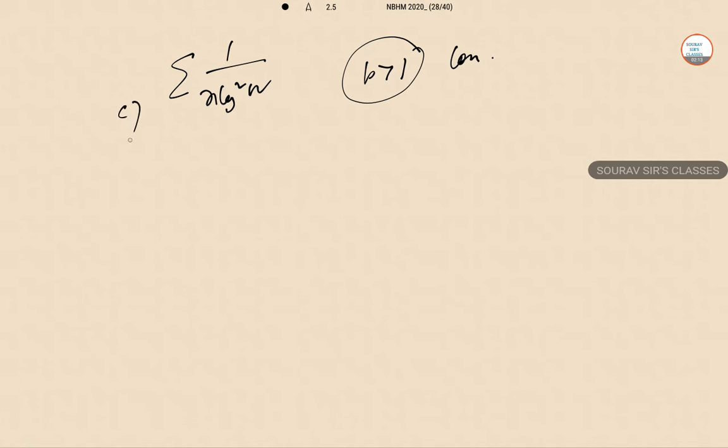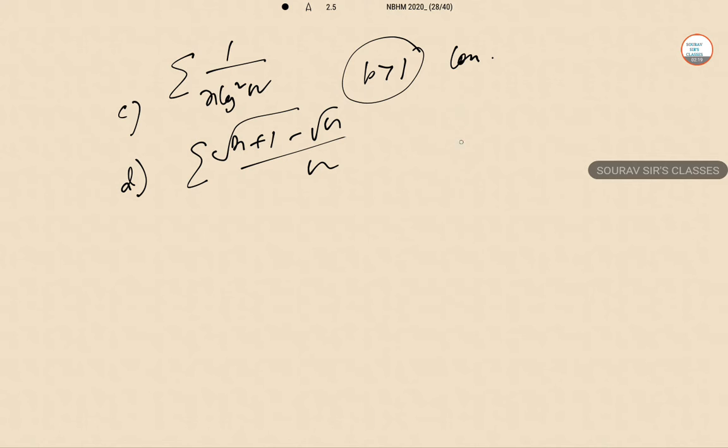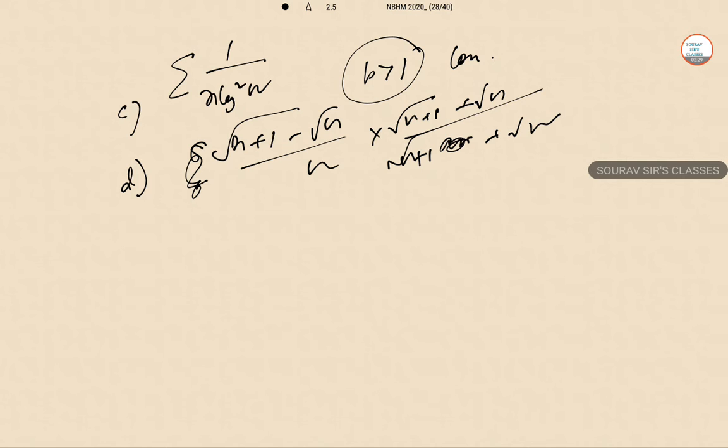And D is summation of root over n plus 1 minus root n by n. Let an equal this thing. We multiply by root over n plus 1 plus root n in numerator and denominator. If we just multiply this, the numerator becomes n plus 1 minus n, so we get 1 by n into root over n plus 1 plus root n.